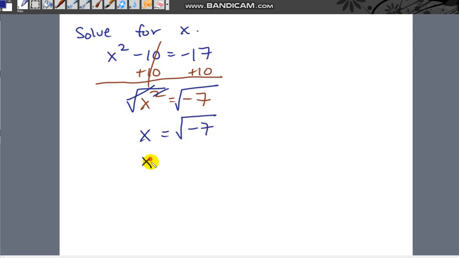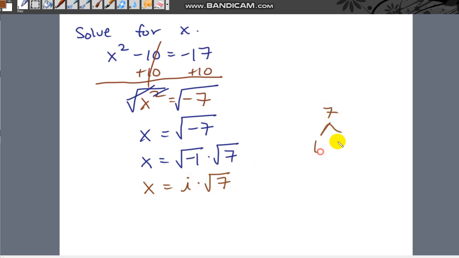Like I told you earlier, you can break this up: x equals the square root of negative 1 times the square root of 7. Since i equals the square root of negative 1, we have i times the square root of 7. 7 just breaks down into 1 and 7, so this is already in simplest radical form, and we cannot break that down any further. Like I told you, every time we take a square root of something, we want to consider both the positive and negative solutions. So we have x equals plus or minus i times the square root of 7.